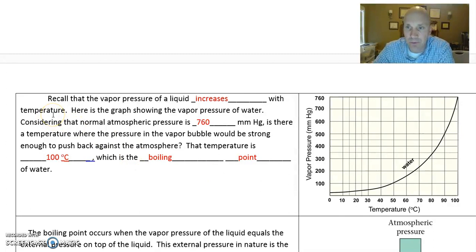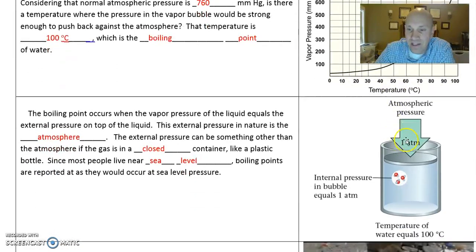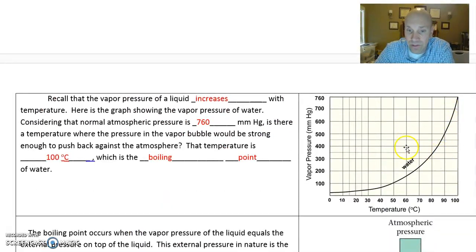Well, most people know that to boil water, we have to heat it up. So what's going to happen to water as you start to heat it up? Well, the vapor pressure of water increases as the temperature goes up. So let's say that you get water up to about 80 degrees. Still below the boiling point. Well, that imaginary vapor bubble that wants to try to exist could only exert about 350 millimeters of mercury. Is that enough to push back against 760 millimeters? No, not yet. It would still get squashed.